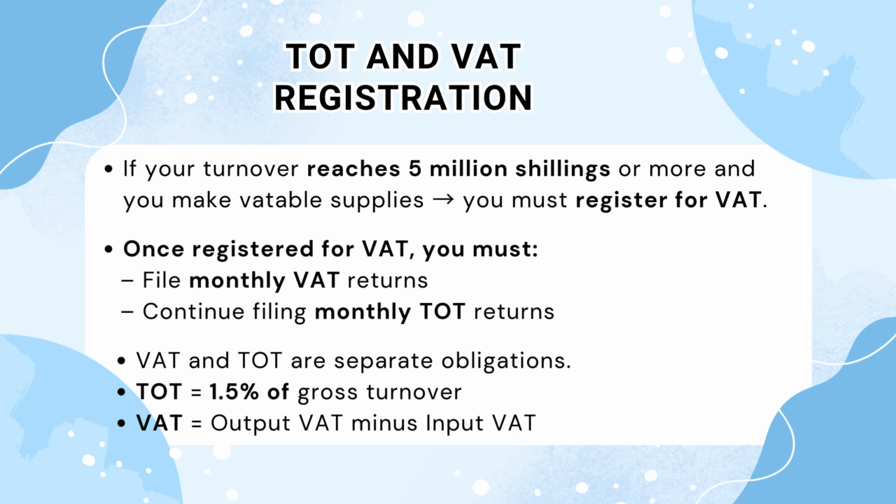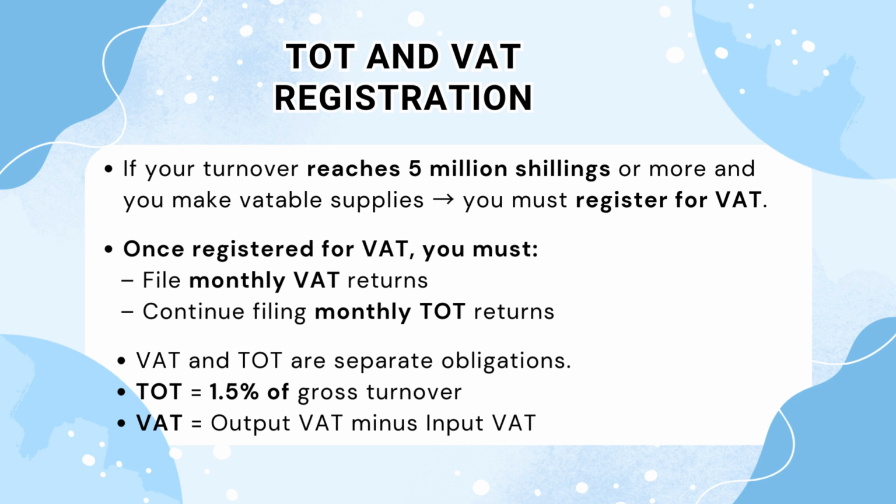Then let's look at what happens if your business grows. The rule says that if your annual turnover reaches 5 million shillings per year or more, and you are making vatable supplies, you are required to register for VAT. Once you register for VAT, you must start filing monthly VAT returns. But this does not remove your turnover tax if you are still within the 1 million and 25 million turnover range. So this means you will now file 2 returns every month: a turnover tax return and a VAT return.